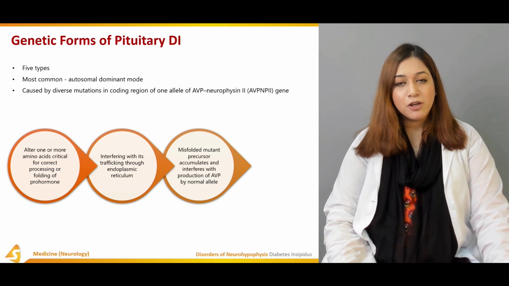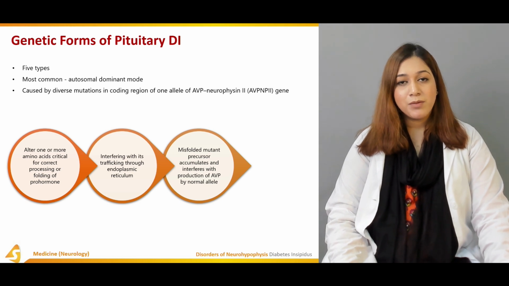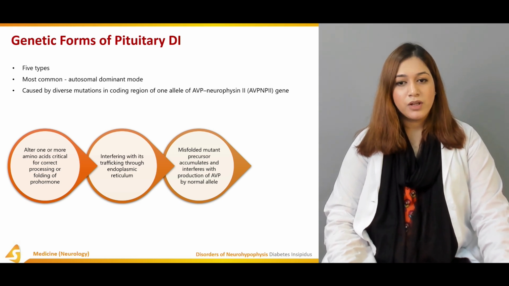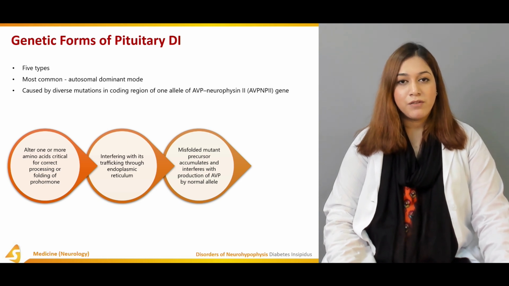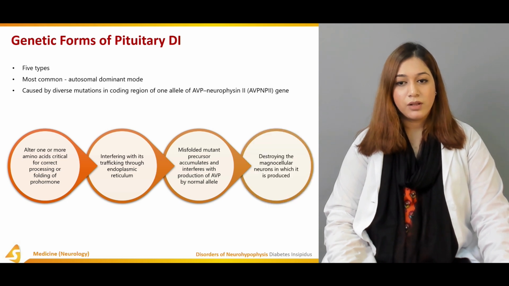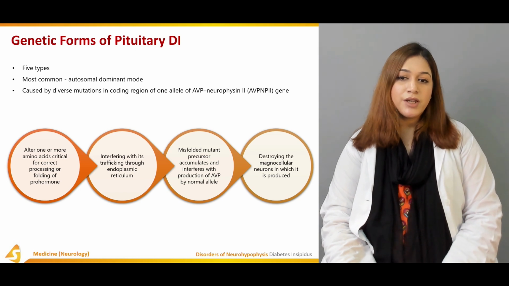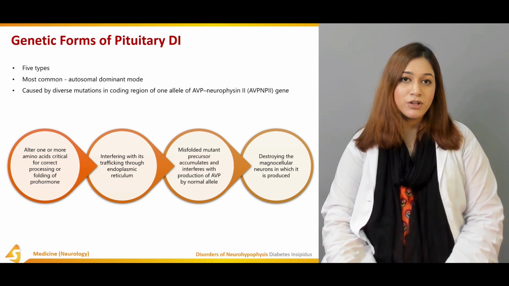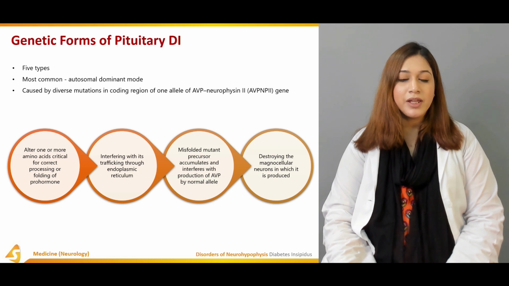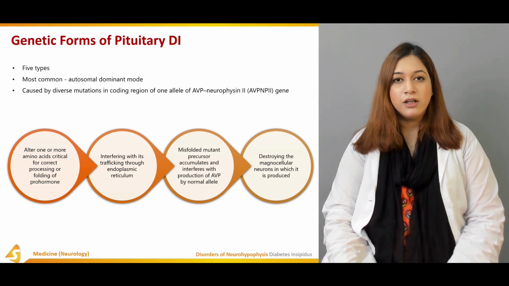And when it starts accumulating, it will interfere with the production of AVP by the normal allele. So it will not let the normal AVP be produced by the normal alleles. When the misfolded mutant precursor accumulates, it will destroy the magnocellular neurons in which it is produced, and the AVP production will be completely shut down.